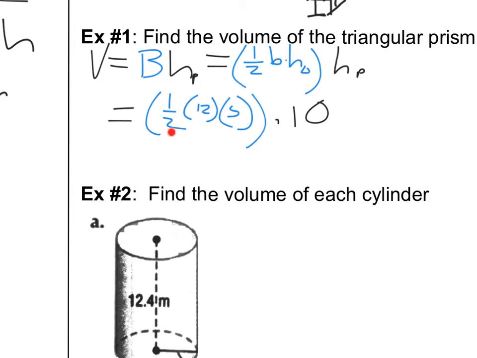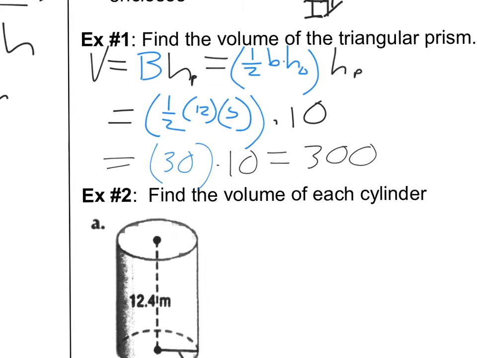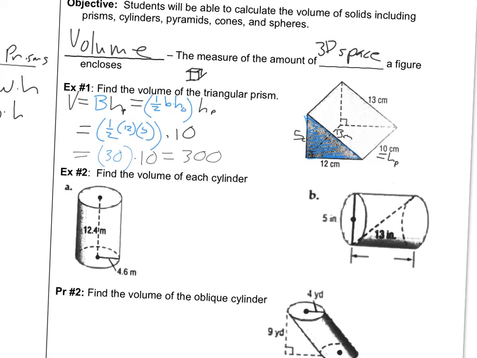Pretty simple to calculate, though, because half of 12 is 6, and 6 times 5 is 30. So we really have 30 times 10. And 30 times 10 is 300. Now again, we're talking about cubic units here, and we're talking about centimeters, so this is going to be 300 cubic centimeters. Alright, so that means that if I had little 1 by 1 by 1 centimeter cubes, I should be able to fit exactly 300 of them in this space. Now I know they wouldn't fit perfectly because a cube may not fit inside a triangle, but the idea is, if I melted them down, they'd all fit in that space perfectly. So we have an exact amount of volume.